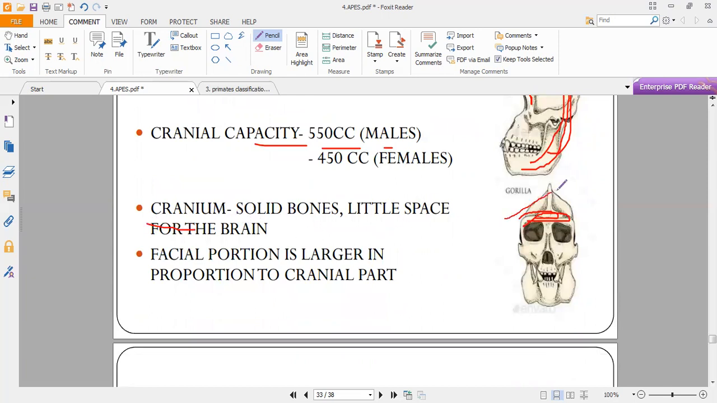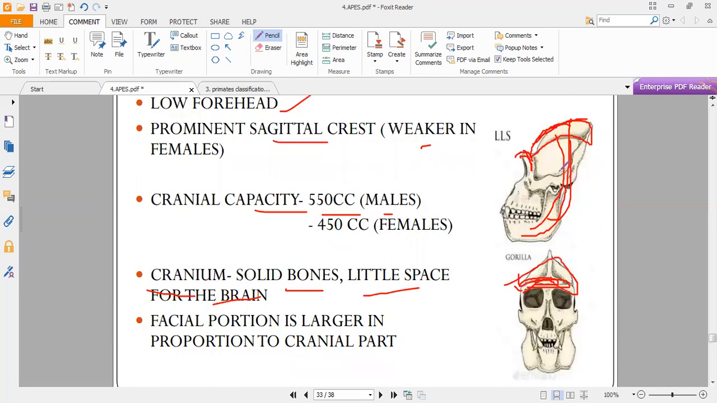This part, cranium, means the skull bone. Cranium is solid bone. There is little space for the brain. See, this bone is very hard. This skull part is very hard, very strong, very thick also. Because of this thickness, the area within the skull, or you can say the volume within the skull, is less because of the thickness of the skull.